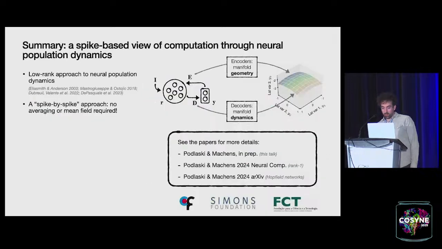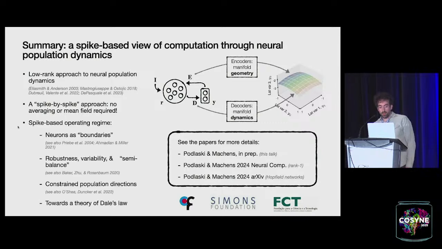Okay, so with that, I'll summarize. What I've shown you here today is a spike-based view of computation through population dynamics, and it's one of several works that have used a low-rank approach to model dynamics, some of them in rate models, some of them in spiking models. I would say that ours is unique in that we use this spike-by-spike approach, meaning that we can account for the role of every individual spike. We don't need to use large networks or any averaging, and so we think that offers some advantages and also more relation to the brain.